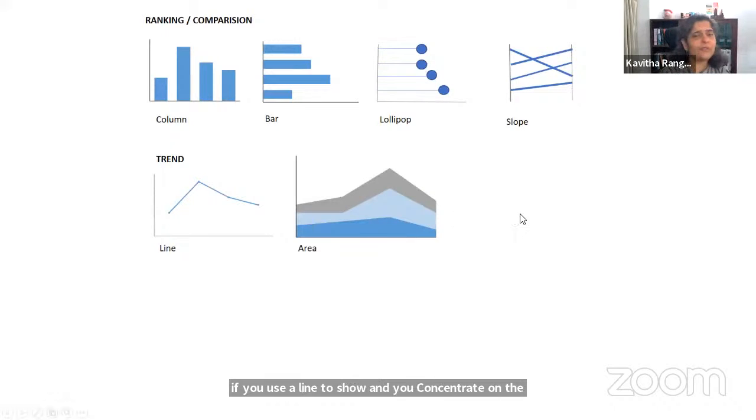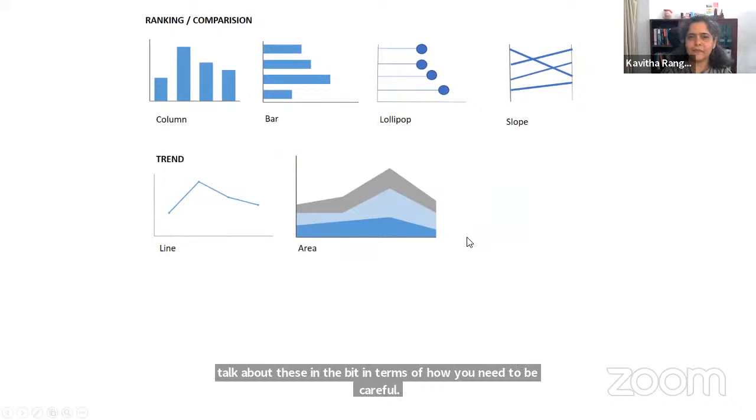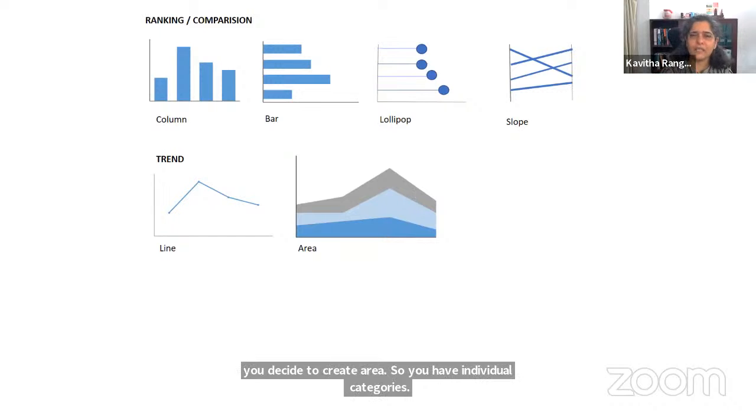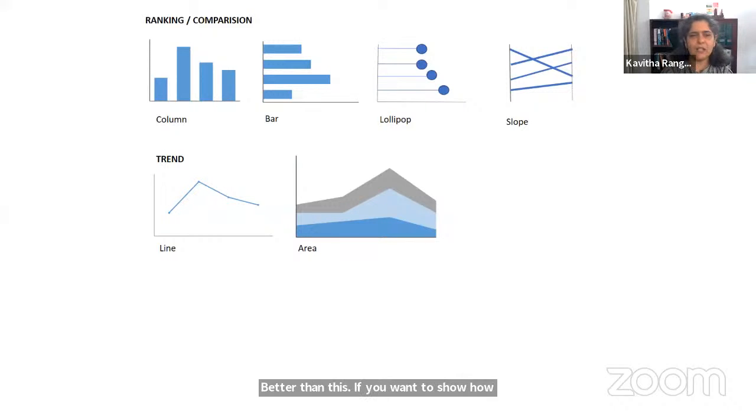You could also use something like this. This is called an area graph, but these are slightly tricky. They can land up being misleading. And I'll talk about these in a bit in terms of how you need to be careful if you decide to create area graphs. So you have individual categories. Better than this, if you want to show how individual categories are changing over time, use lines, simple lines of different colors.